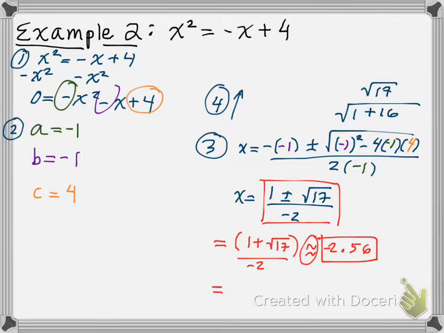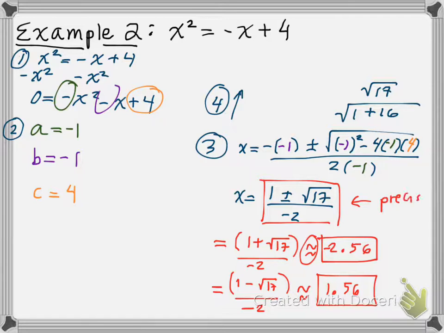So my second one would be 1 minus the square root of 17 over -2, and this would give me approximately 1.56. So now I have the precise answer and the approximate answers.